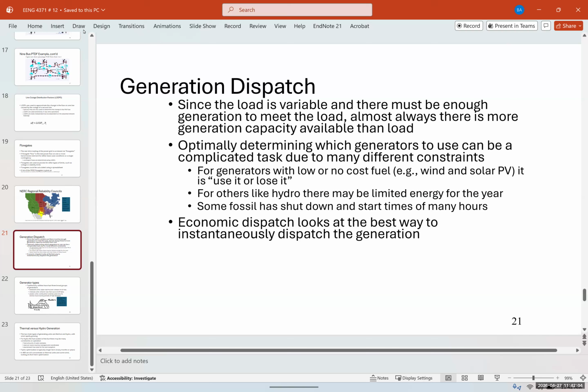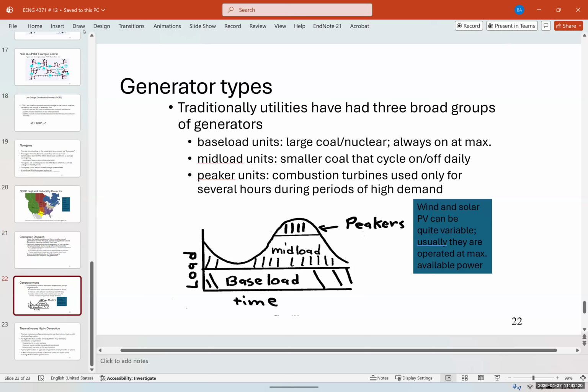And the economic dispatch finds the optimal generator output at each instant in time to meet the load at minimal cost while respecting all constraints. Again, we don't want to run out of power. So that's the reason the economic dispatch is very important. Now, this is a very interesting graph.